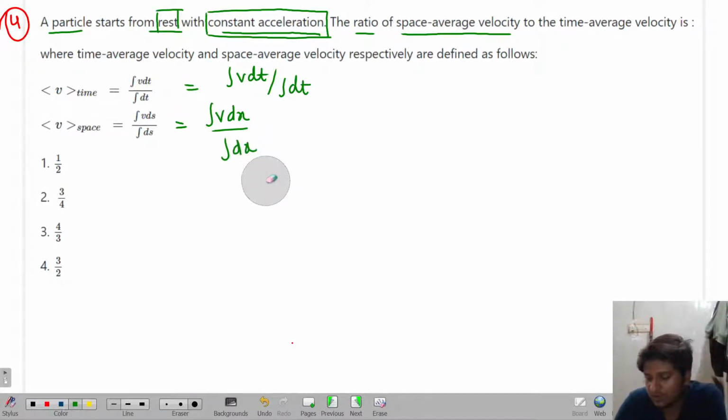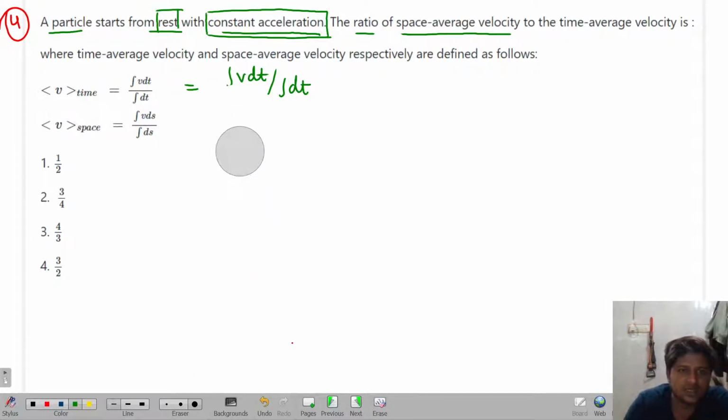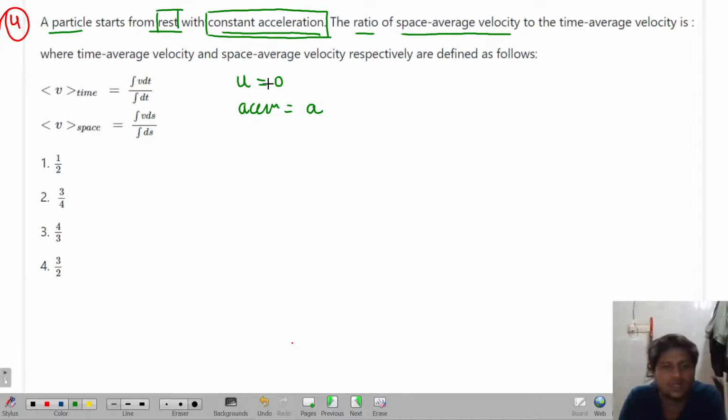Okay, so a little bit I'll do it, because this question is really weird. Look at this question. If you have a doubt, you can ask me. What I'm saying is, a particle starts from rest with constant acceleration. Can I say that initial velocity is 0 and acceleration is denoted by a over here? Initial velocity is 0, acceleration is a.